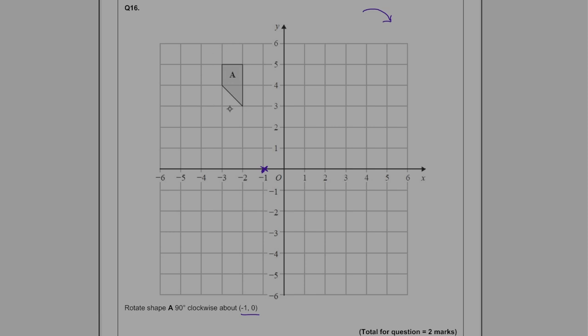If I look at the actual picture and imagine rotating that 90 degrees clockwise, the orientation is going to end up looking like that. That makes sense. So I need to work out where I'm only going to look at a point and then I'm going to draw that orientation. So currently that point in relation to the center of rotation is 3 squares above and 1 square to the left. So it's going to go 3 squares to the right and 1 square up. So that point would go there, and then we've already discussed the orientation. So that's going to be our 90 degrees clockwise rotation about the point minus 1, 0.